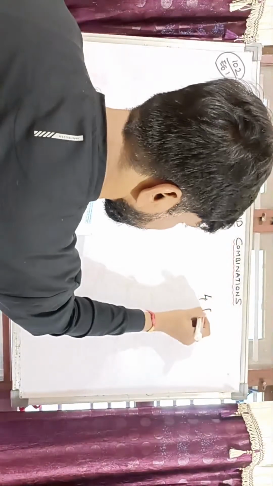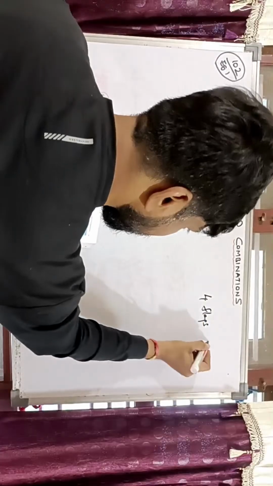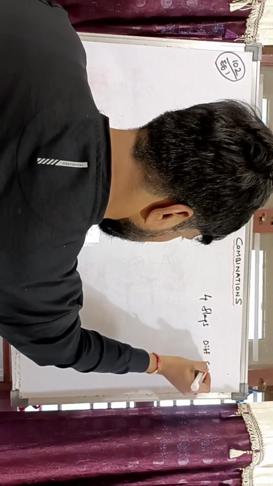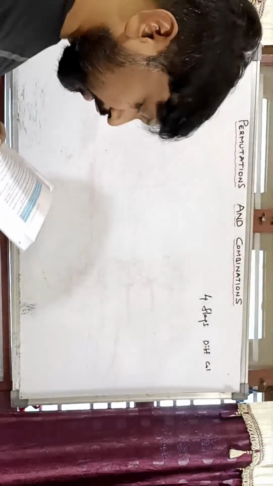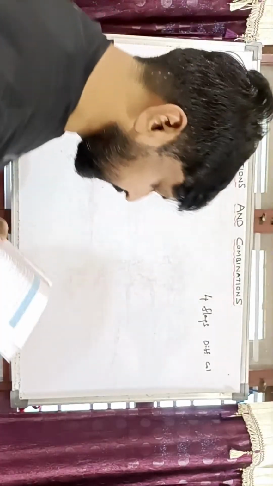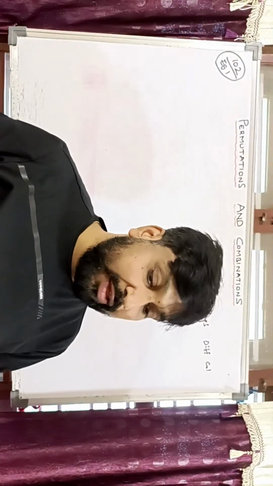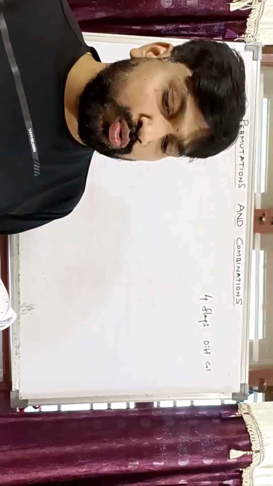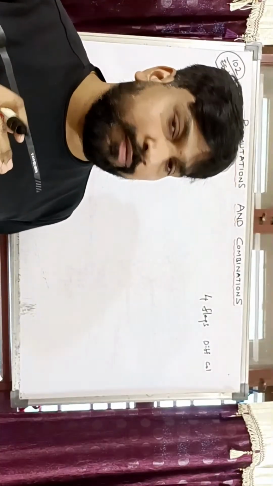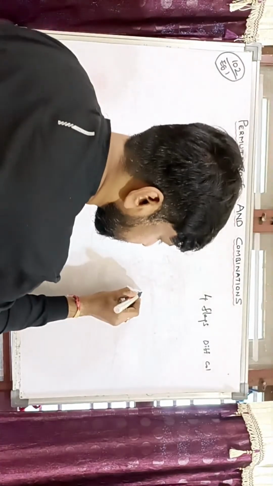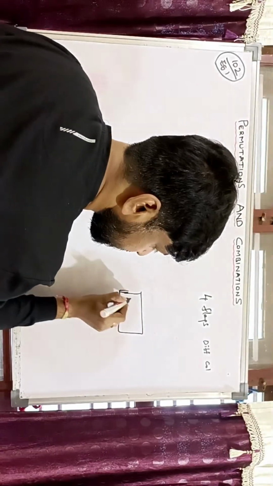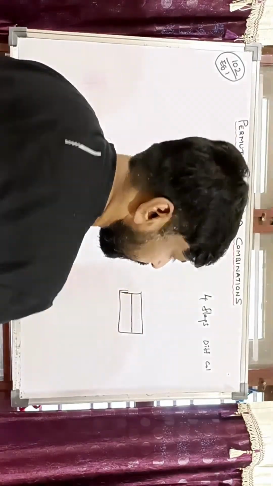Coming to the second question: 4 flags of different colors are given. How many different signals can be generated if a signal requires the use of 2 flags, one below the other? One below the other means signals will always be like this, with one below the other.